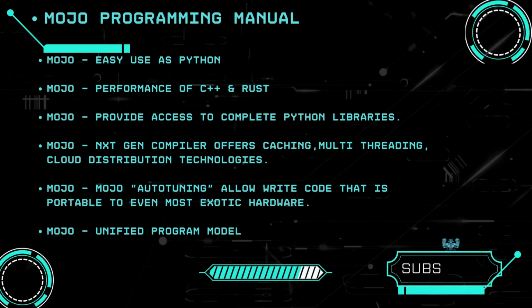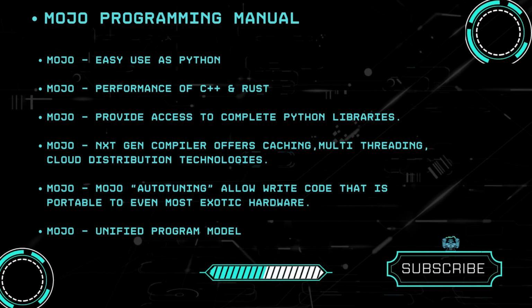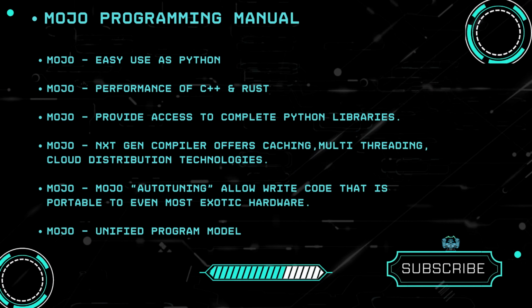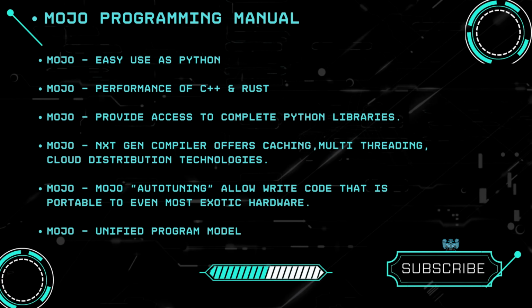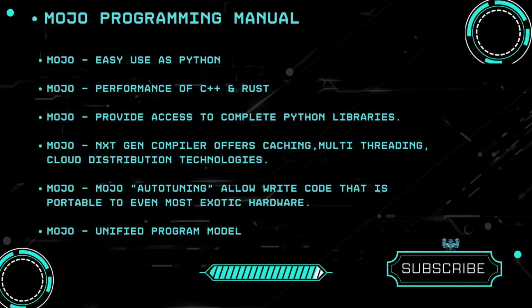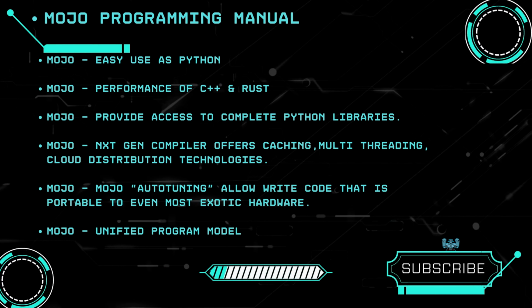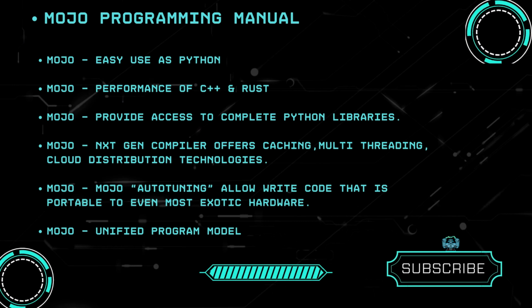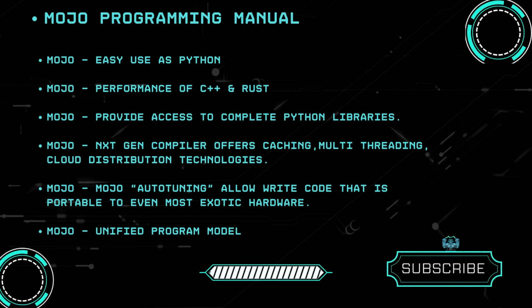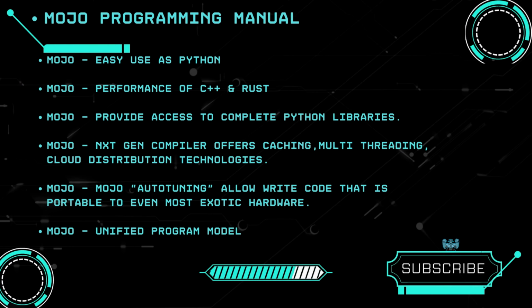Mojo Programming Manual. Mojo is as easy to use as Python. Mojo has the performance of C++ and Rust. Mojo provides access to the complete Python libraries. Mojo's next-gen compiler offers caching, multi-threading, and cloud distribution technologies. Mojo auto-tuning allows you to write code that is portable to even the most exotic hardware.